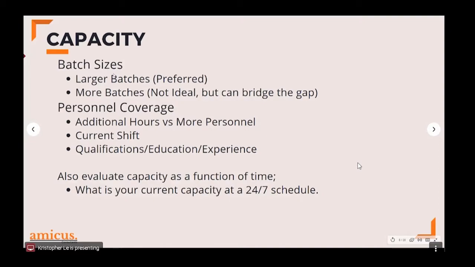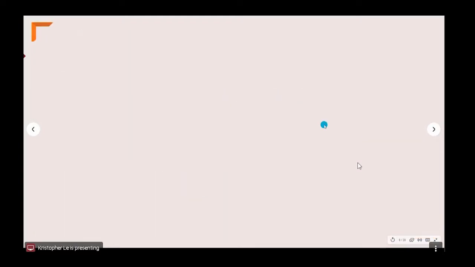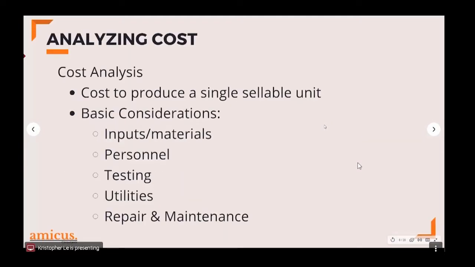And then really quickly, just touch on this, larger batches versus more batches, right? That's something to think about when you talk about a scalable process. Kind of understanding costs and analyzing costs, and Jill touched on this in the presentation prior. Just getting an idea of what exactly it costs to produce a single sellable unit.